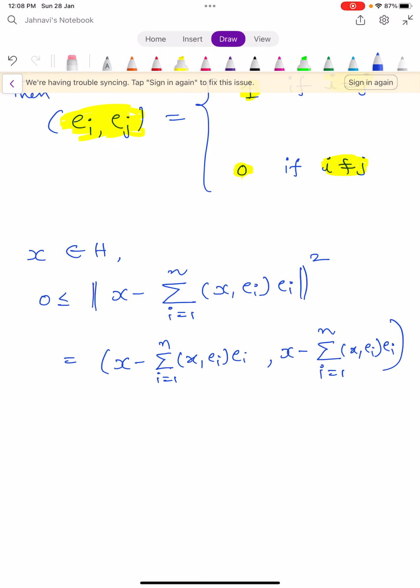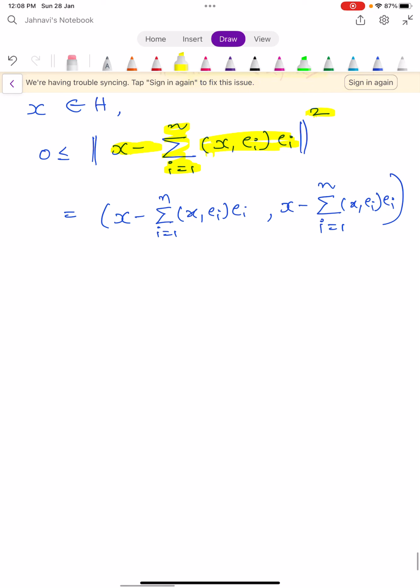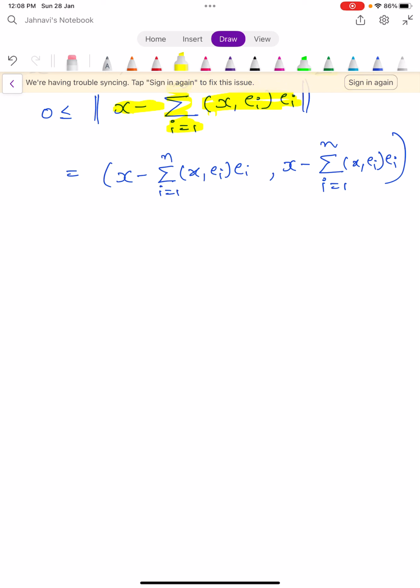This is from the definition of inner product. Norm x square means inner product of x comma x. Here also we have the norm of x minus the summation over i equals 1 to n of inner product of x comma ei into ei, whole square. So I can write it like this, inner product of the same element. Now split the inner product.